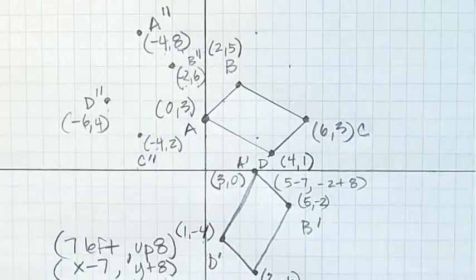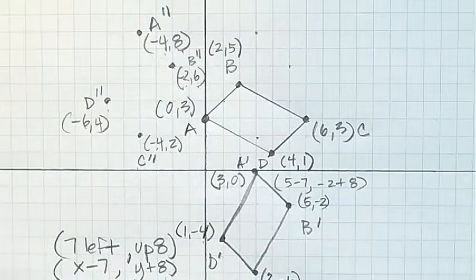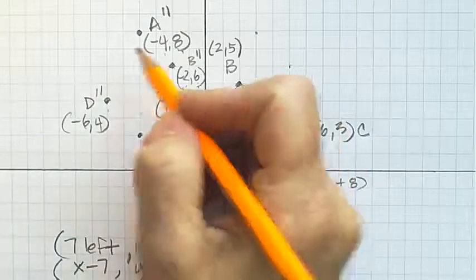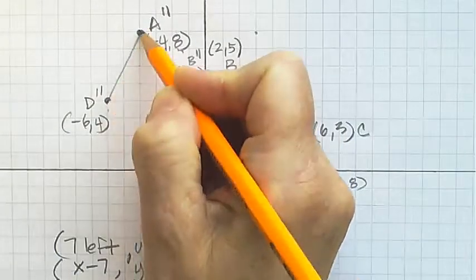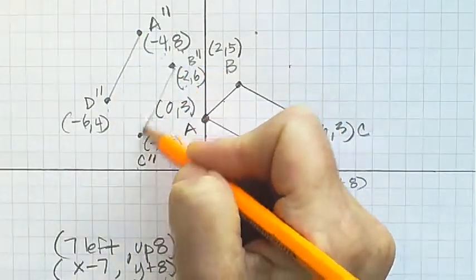Okay, if that was just too much, you will only have to do one point at a time when you do the Khan assignment. So this is kind of a lot, doing all 4 points.